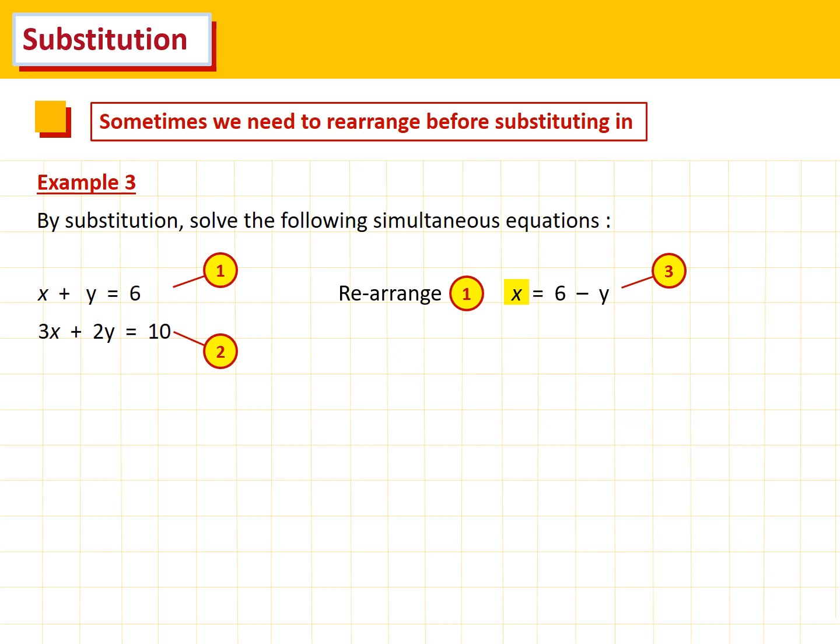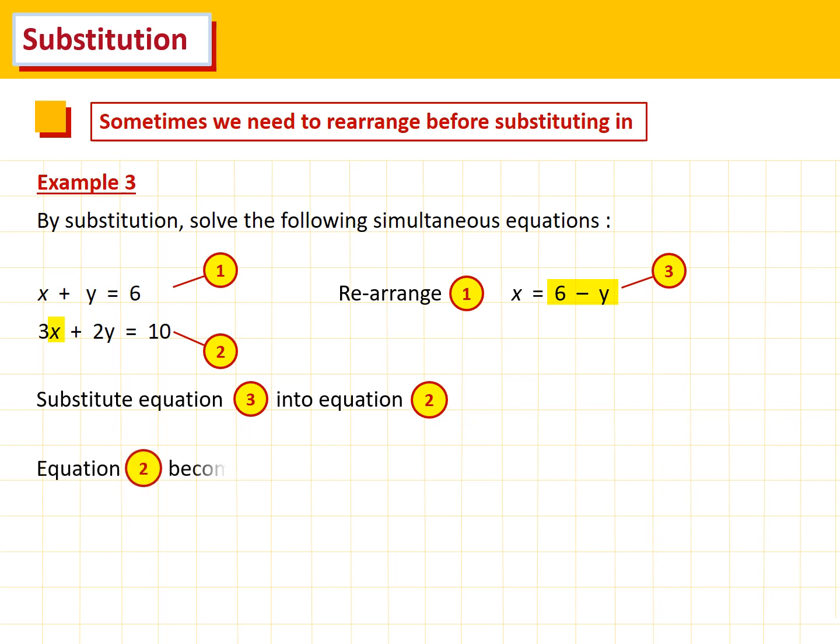Now, equation 3's got x equals, and equation 2's got 3 lots of x. So I'm going to substitute the x from equation 3 because that equals 6 minus y. I'm going to substitute that for the x in equation 2. So equation 2 is no longer 3x, but 3 lots of 6 minus y. I've replaced the x with 6 minus y from equation 3, and substituted that into equation 2.